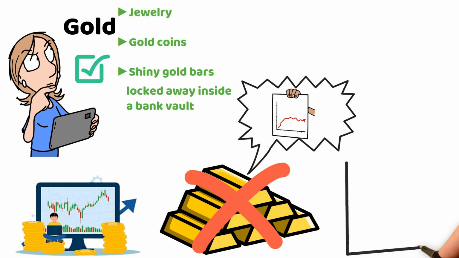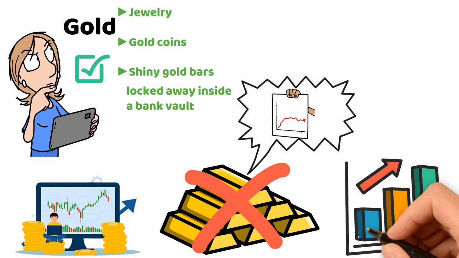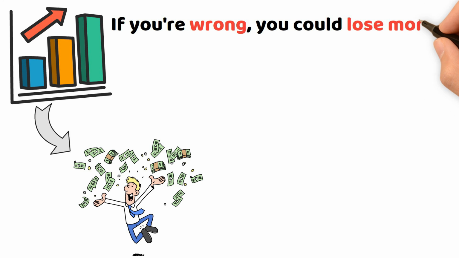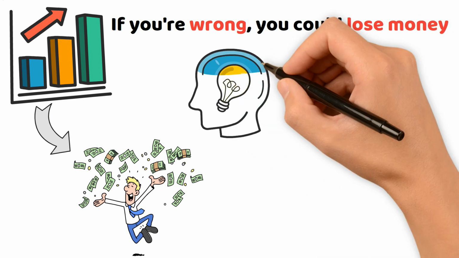Think of it like this. Imagine you believe the price of gold is going to rise tomorrow. If you're right, you could potentially profit from that price movement. If you're wrong, you could lose money. That's the basic idea behind gold trading.